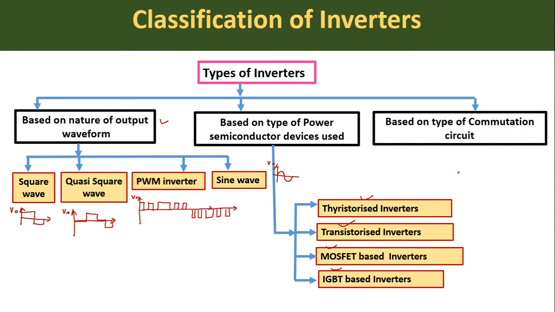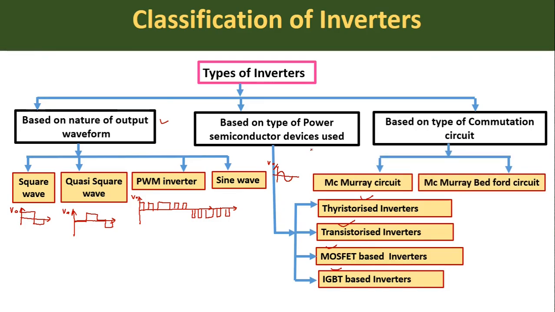Last classification is based on the type of commutation circuit. The commutation circuit used in the inverter is designed to commutate the thyristor with minimum consumption of power in the commutation component. So the type of commutation used in the inverters can be voltage or current commutation. For thyristorized voltage source inverters, the force commutated circuits are, first one is McMurray circuit and second one is McMurray-Bedford circuit. In McMurray circuit, we use the complementary commutation, whereas in the McMurray-Bedford circuit, we use auxiliary commutation.